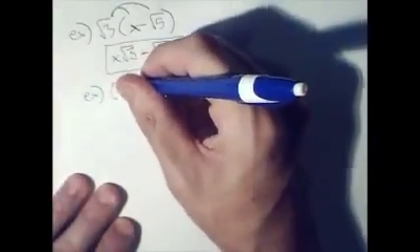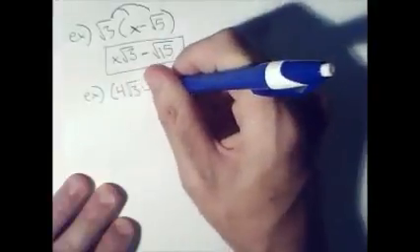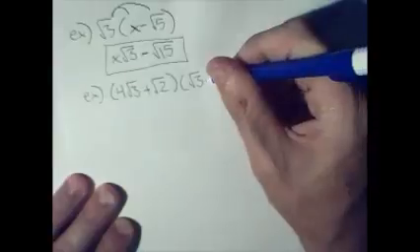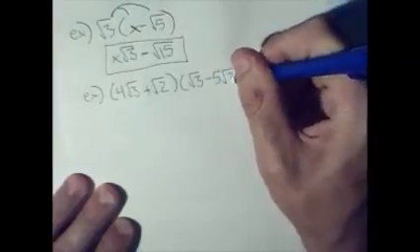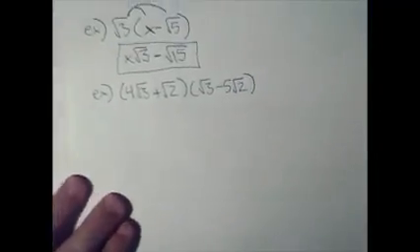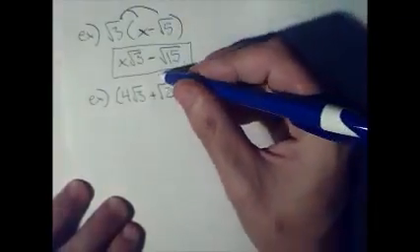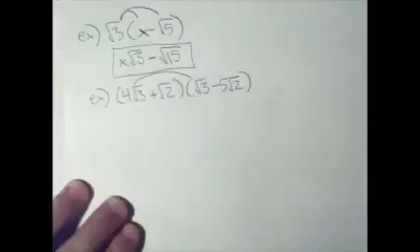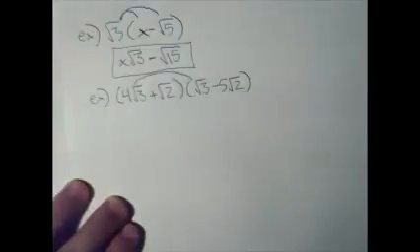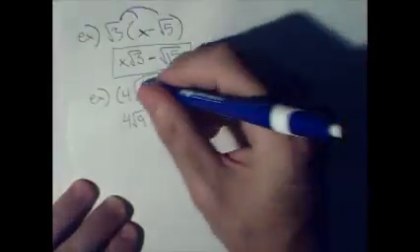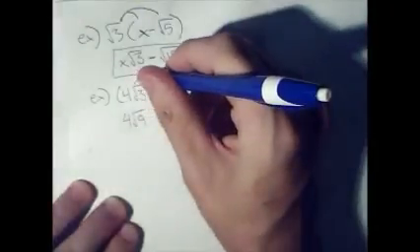Well, if I had 4 square root of 3 plus root 2 times square root of 3 minus 5 square root of 2, almost like we just had two binomials, all I would need to do is FOIL. 4 times square root of 3, 4 root 9. Multiply your coefficients, multiply your radicands, just don't mix and match.